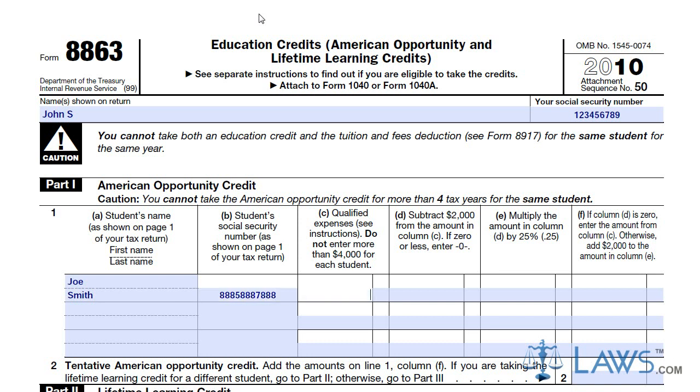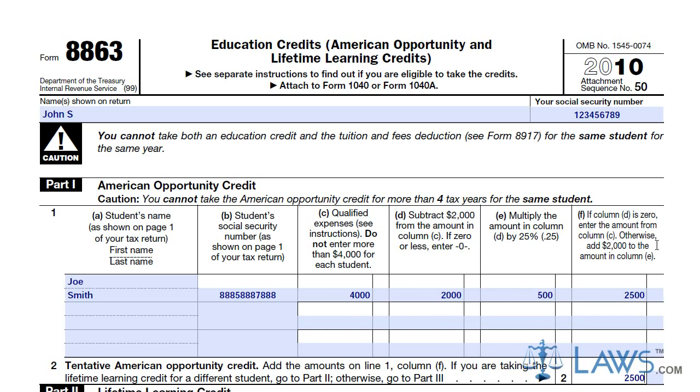In Part 1, list all students' names that you are claiming the American Opportunity Credit for. For each student, supply their social security number, qualified expenses up to $4,000, minus $2,000 in the next column, multiplied by 25%, which will result in the total tax credit amount for each student. Add each tax credit amount for each student to get a total American Opportunity Credit amount.